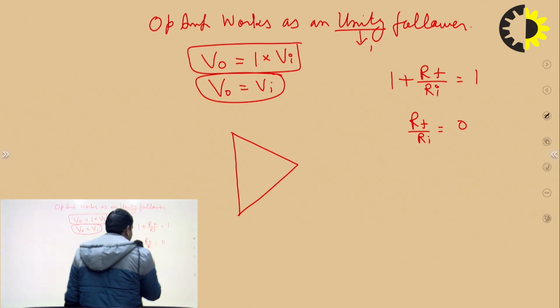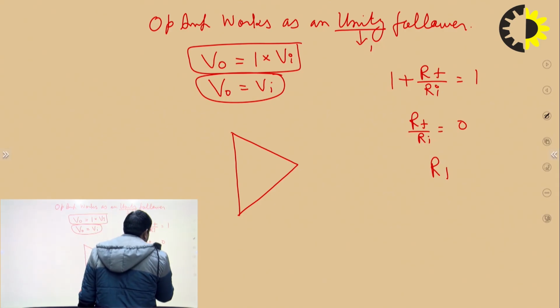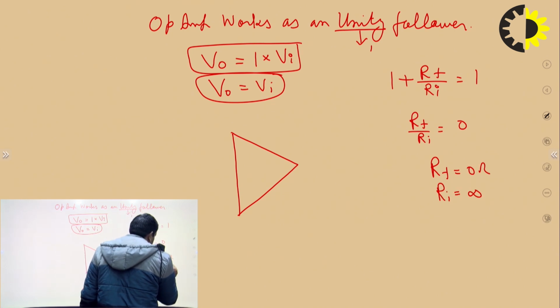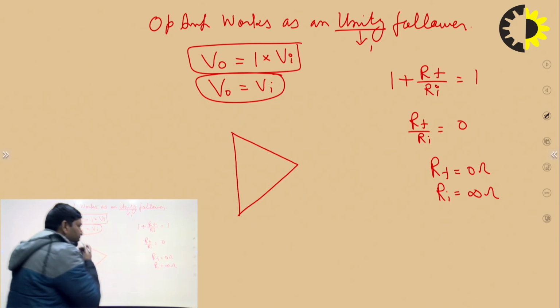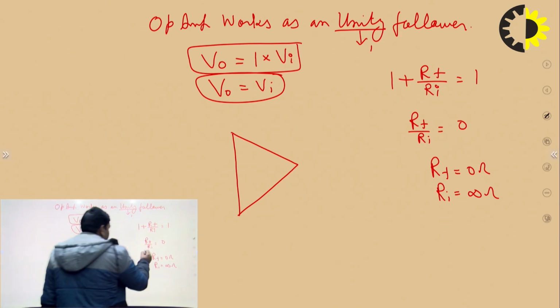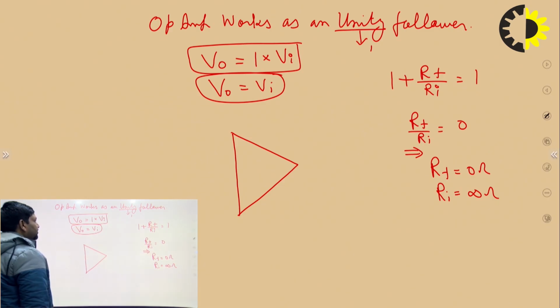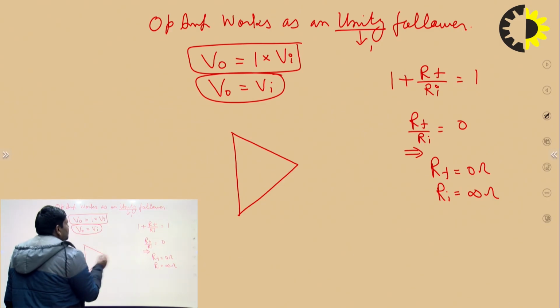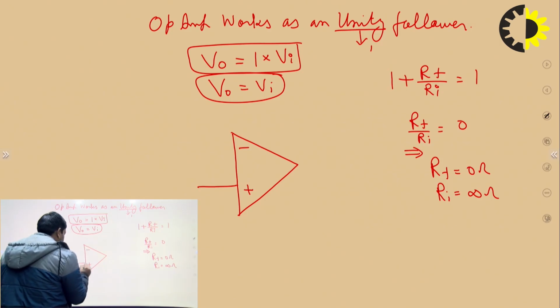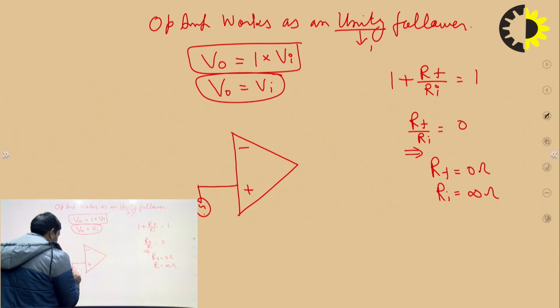So in this case, Rf should be 0 ohm and Ri should be infinite ohm. If we put this condition into the Op-Amp as a non-inverting amplifier, then this amplifier works as a unity follower. So this is the input which has to be followed.